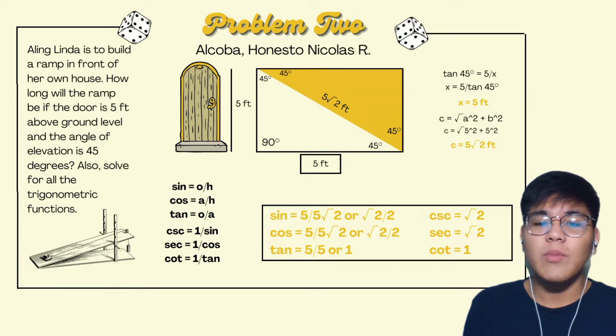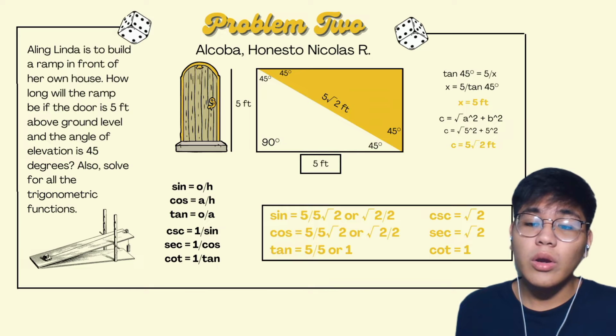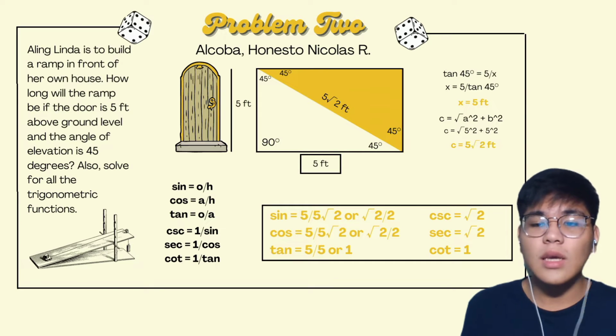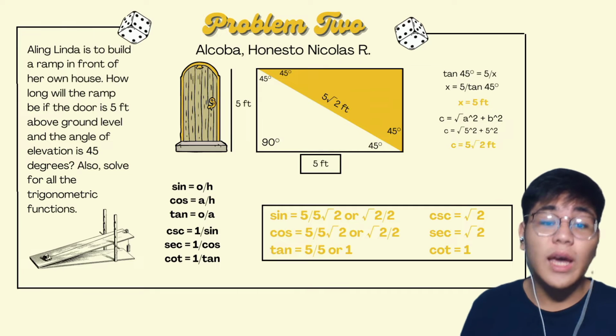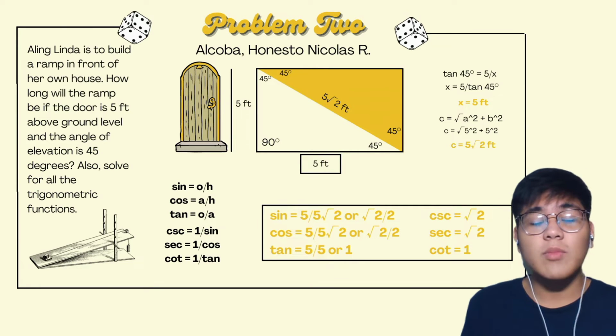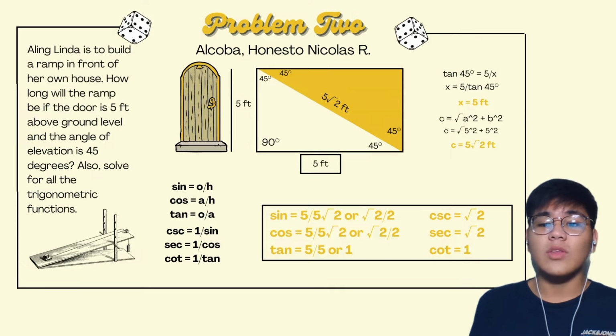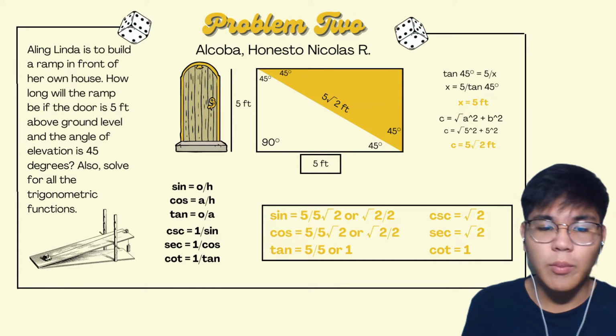Now for us to get the missing side, which is the hypotenuse, we can use the Pythagorean theorem, or we can simply put it as C is equal to square root of a squared plus b squared, so we can actually get the value of C. So C is equal to square root of 5 squared plus 5 squared. C is equal to 5 square root of 2 feet. So that is the hypotenuse.